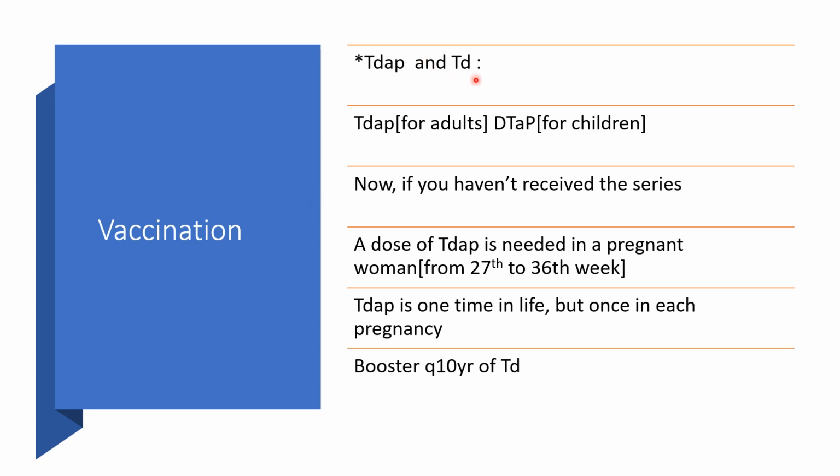Now, Tdap and Td. Tdap for adults, DTaP for children. Now, if you haven't received the series, you need Tdap right now. A dose of Tdap is needed in a pregnant woman from the 17th to 36th week of the pregnancy, and it's expected in each pregnancy. Tdap is one time in life, but once in each pregnancy for pregnant women. You need a booster every 10 years, but that time it's not going to be Tdap, it will be Td every 10 years.